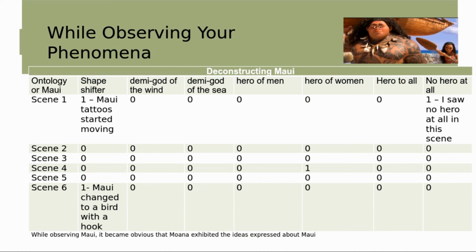I didn't see it. I put a 0. I looked in there for a demigod of the sea. I didn't see it. I put a 0. I looked for a hero of men, 0. Hero of women, 0. And then when I got to what she said, I put a 1 because I didn't see a hero at all in scene 1. So then I went to scene 2. I didn't see any of those things in scene 2. I went to scene 3. I didn't see any of those things in scene 3. I went to scene 4, and whoops, I got here. He started looking like a hero right there. And I can discuss why I thought he was a hero. But I did this all throughout the trailer.